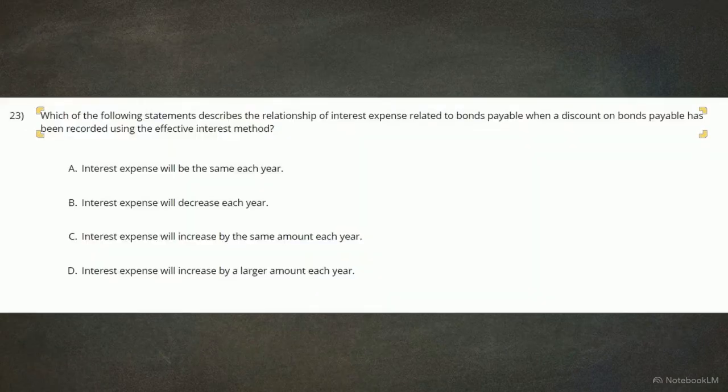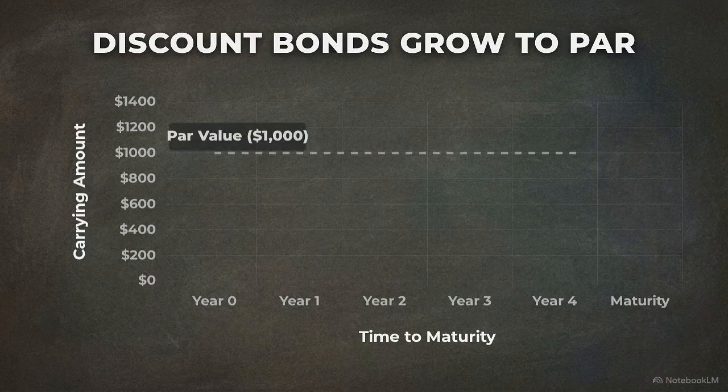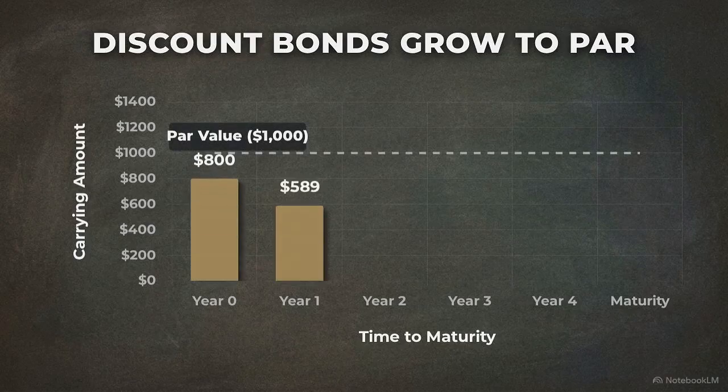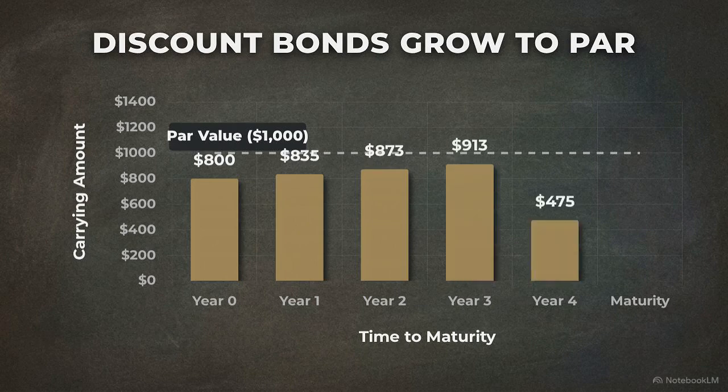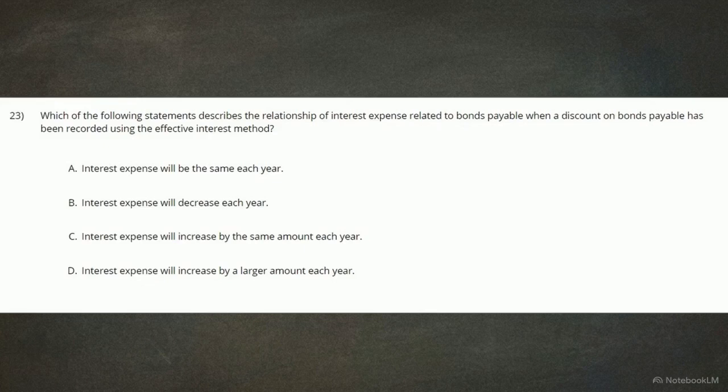Let's apply this mechanics-first approach against a standard conceptual exam question. The question asks us to identify the relationship of interest expense over time for a bond recorded at a discount using the effective interest method. A discount means the bond was sold below face value, so its carrying amount must systematically grow upward over its lifespan to reach par. Since the annual interest expense is simply that ever-growing carrying amount multiplied by a static market rate, the expense itself must also grow. The math dictates that for a discount bond, the reported interest expense will increase every year.